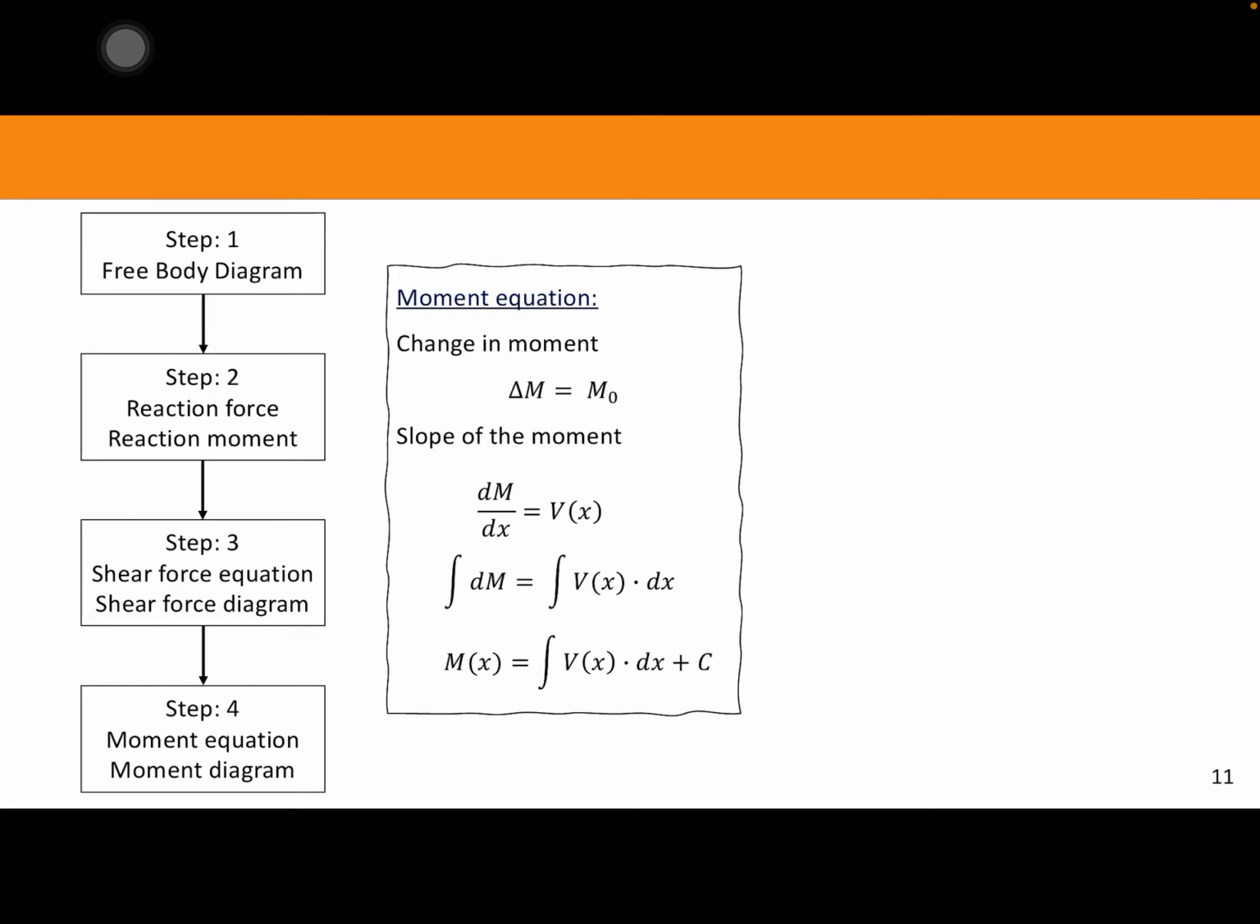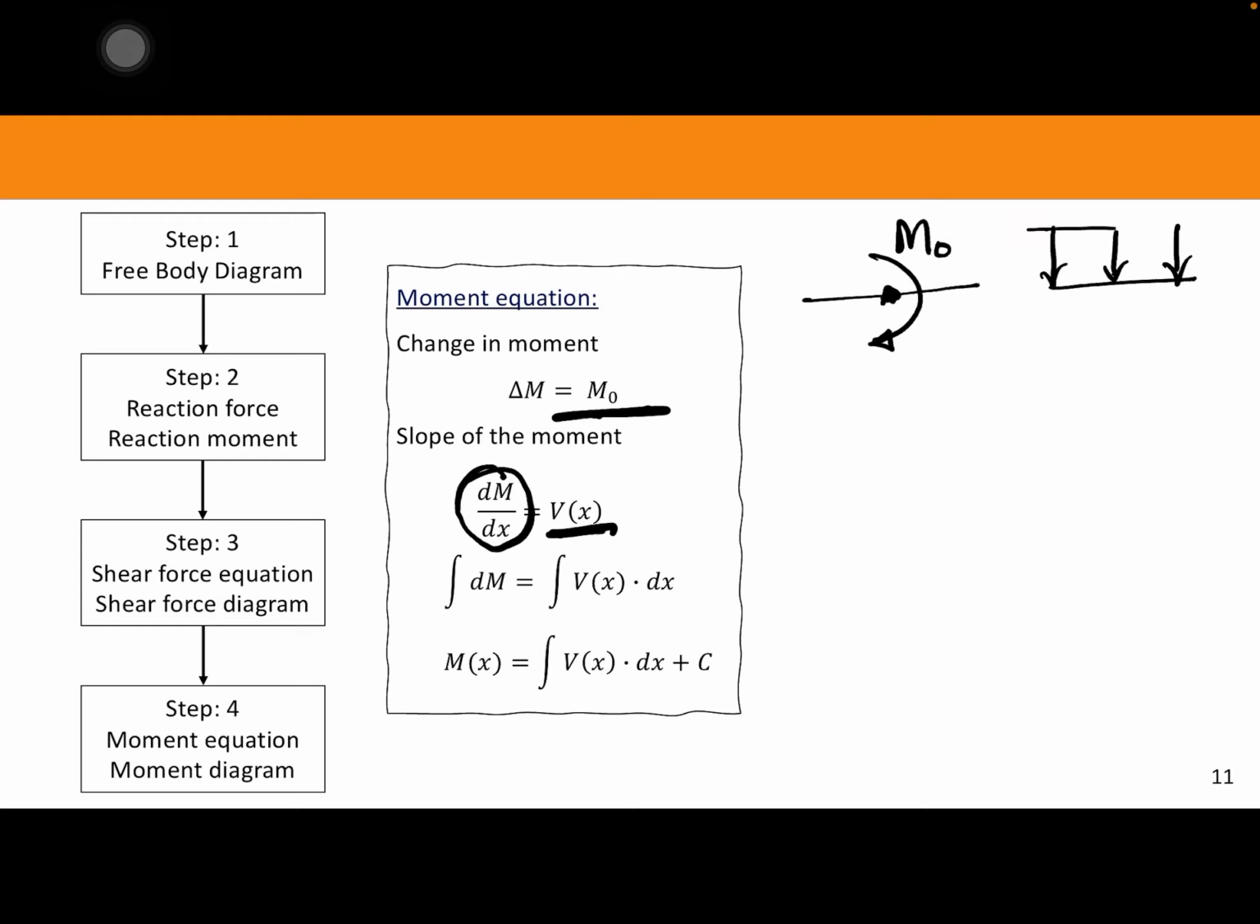The next one is the moment equation. Again, similar to the shear, if you have only one single point and a moment applied right here, and there is no other moment, then the bending moment would be nothing but the initial moment for that one single point. However, for a distributed load, the slope of the moment, dM over dx, equals nothing but the shear force, right? So I'm talking about this one.